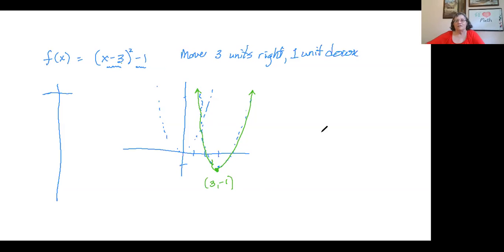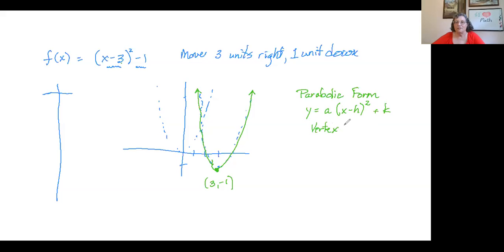And as a matter of fact, anytime you have a quadratic function that's written in this form, which we call the parabolic form, which is y equals, well, hang with me here, (x minus h) squared plus k.